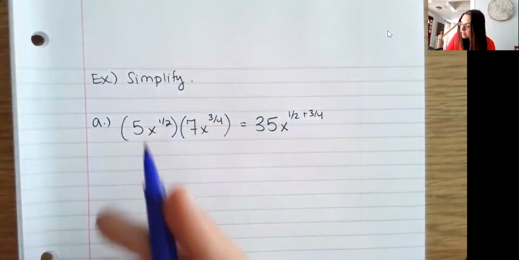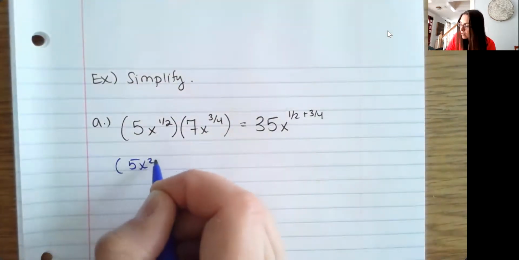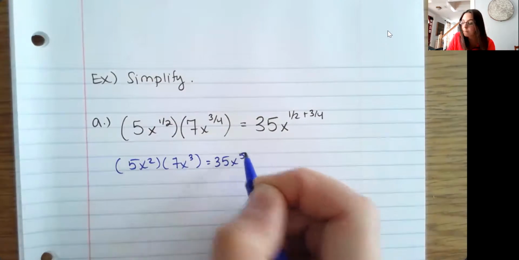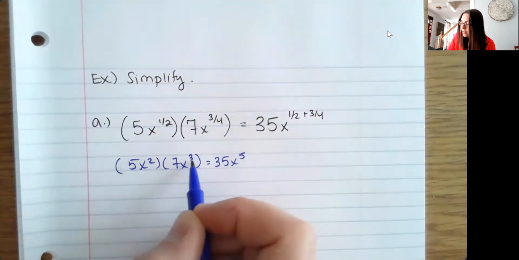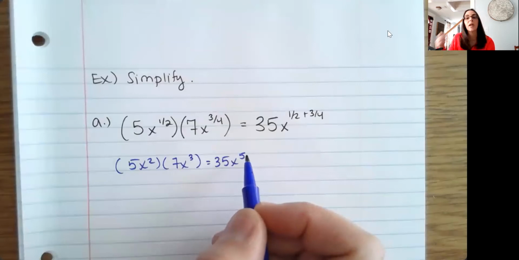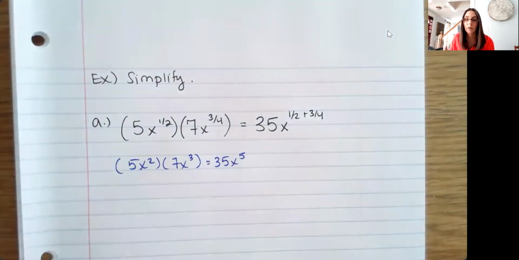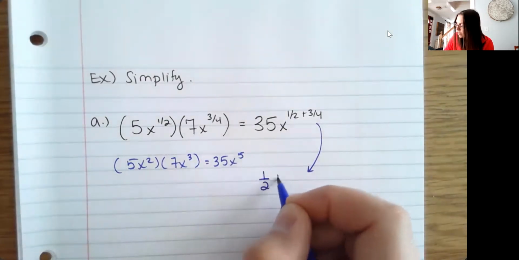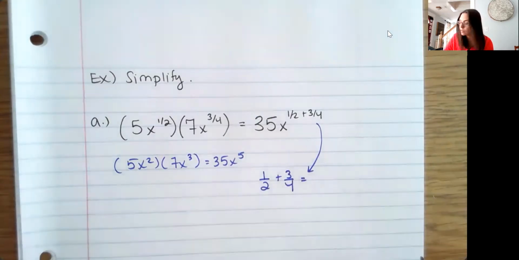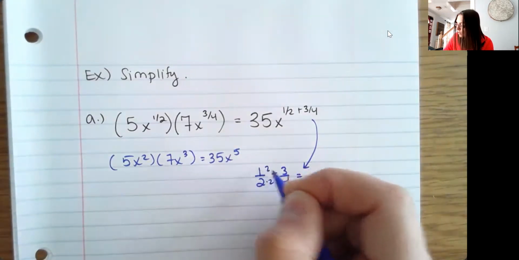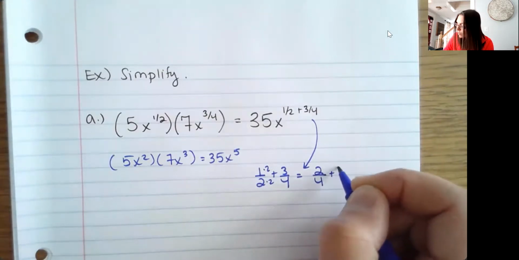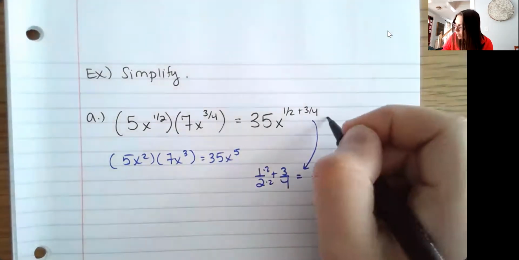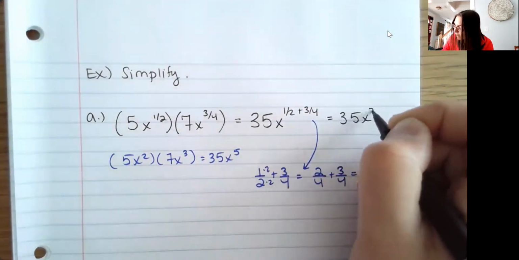So think about a basic example. If I had 5x squared times 7x cubed, you would have 35x to the 5th. You would add the 2 x's here with the 3 x's here to get 5 altogether. So we can do the same process, but it's just a little bit harder because we're working with fractions. So I'm going to do some work off to the side. I'm just going to do 1/2 plus 3/4. You do need common denominators. So this first one I can multiply by 2 over 2. And I have 2/4 plus 3/4, which is 5/4. So this becomes 35x to the 5/4.